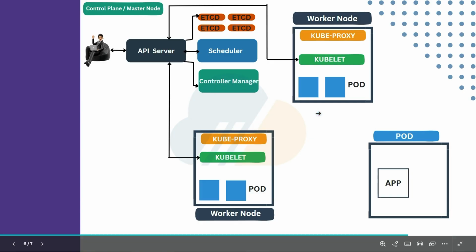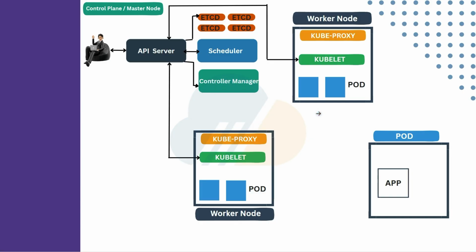Okay, now let's move to the right side of the diagram. The worker nodes, these are the machines that actually run your apps. In worker nodes, we have three components, which are kubeproxy, kubelet, and pods. So, what is kubelet? Kubelet is a worker supervisor. It receives instructions from the control plane and makes sure the pod is running.